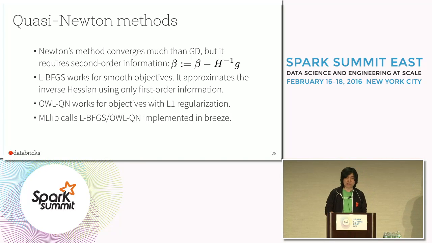And like Newton's methods, it converges much faster if the objective function is good. So basically, this is the update rule, and H matrix here is the Hessian matrix. But however, it doesn't really scale, because if you have, let's say, 10,000 features, and the H itself is 10,000 by 10,000, and that's very large. And people usually use Quasi-Newton methods in practice, like LBFGS or OWL-QN.